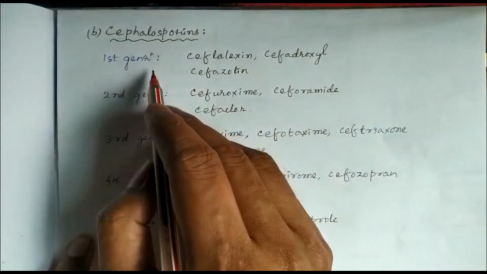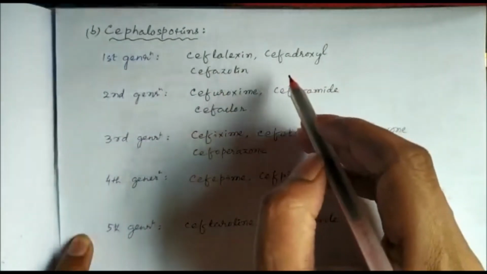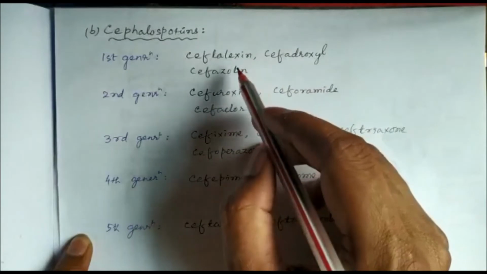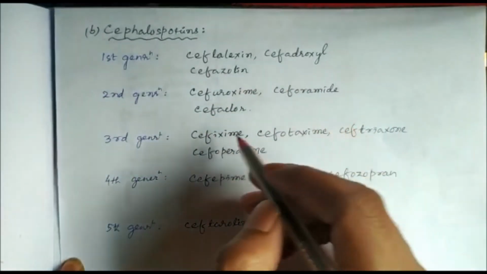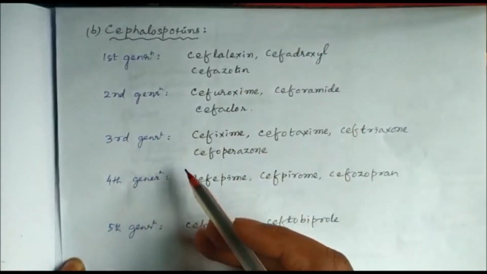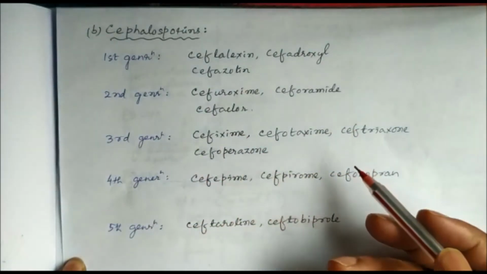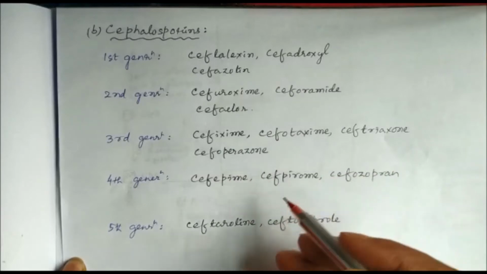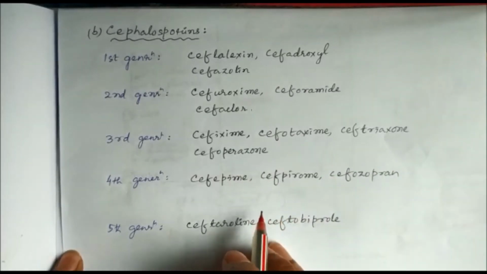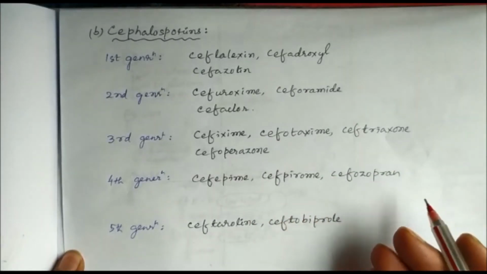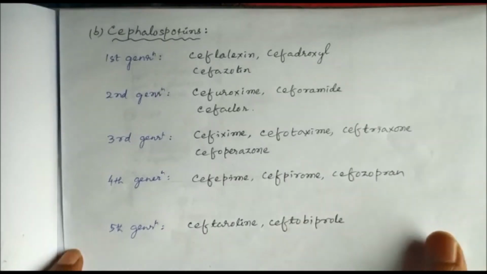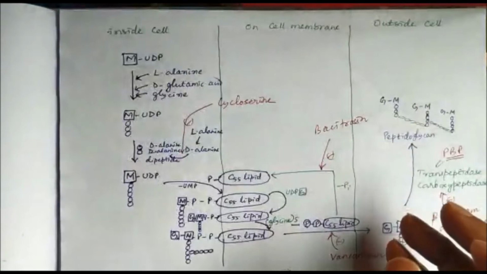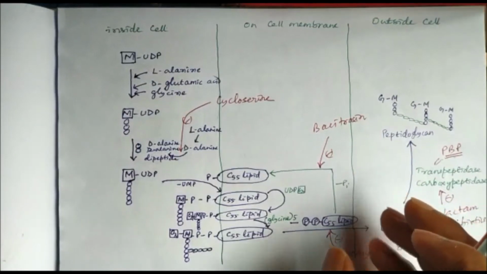So first generation, with the lowest spectrum, are cefadroxil, cefazolin, cephalexin. Then the second generation: cefuroxime, ceforamide, cefaclor. Third generation: cefixime, cefotaxime, ceftriaxone, cefoperazone. Fourth generation: cefepime, cefpirome, cefozopran. Fifth generation: ceftaroline, ceftobiprole.